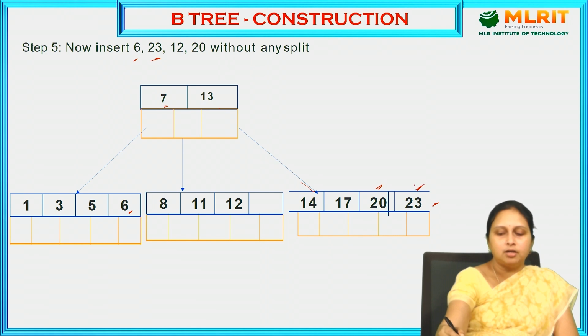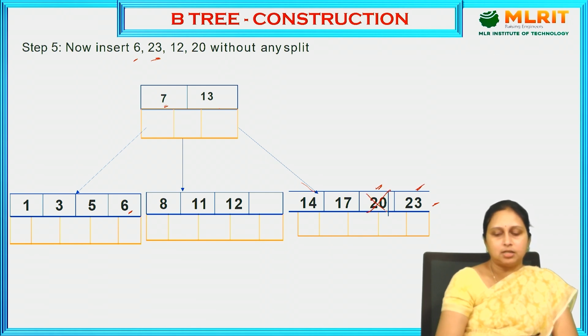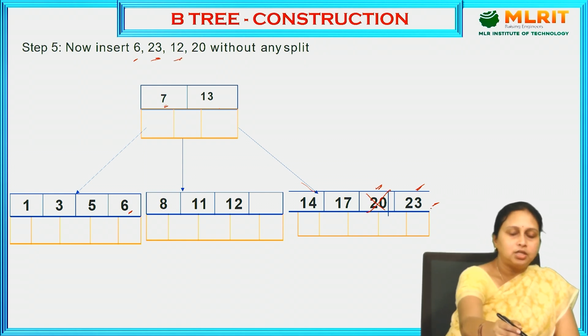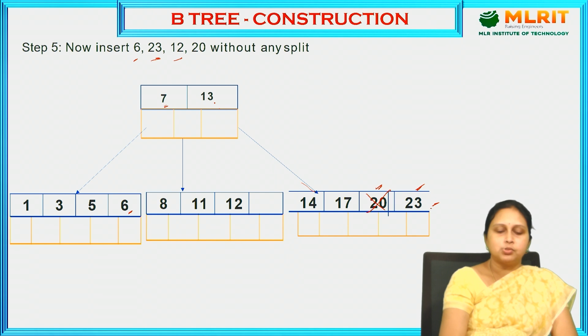23 after. Here we don't have this element previously. 14, 17 and 23 is going to be placed. Right? Next, I want to insert 12. Check for the right position according to BST.